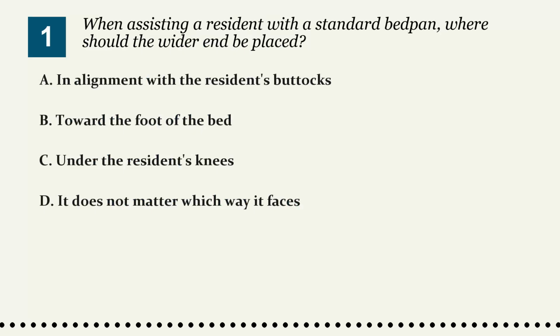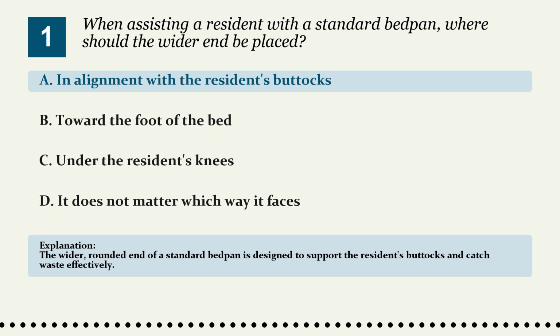Question 1. When assisting a resident with a standard bedpan, where should the wider end be placed? Option A. In alignment with the resident's buttocks. Option B. Toward the foot of the bed. Option C. Under the resident's knees. Option D. It does not matter which way it faces. The correct answer is option A. In alignment with the resident's buttocks. The wider, rounded end of a standard bedpan is designed to support the resident's buttocks and catch waste effectively.